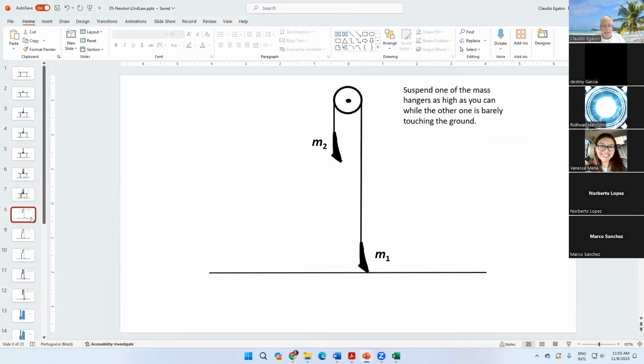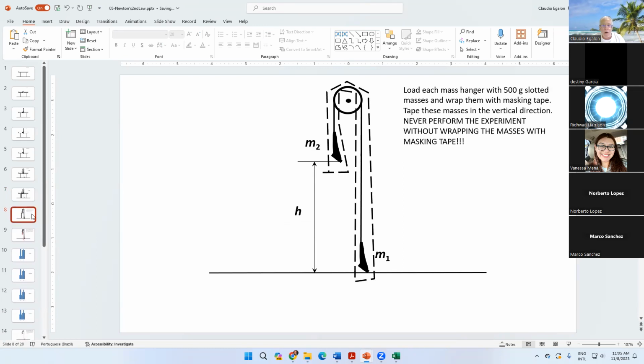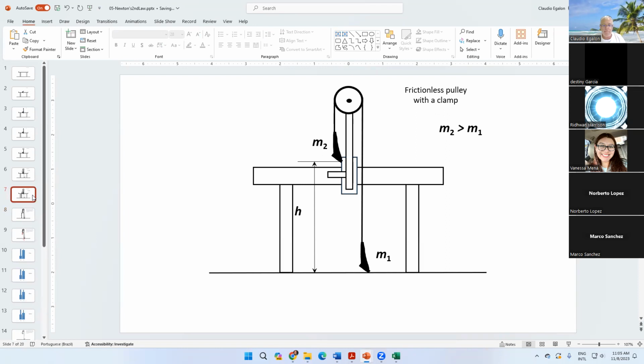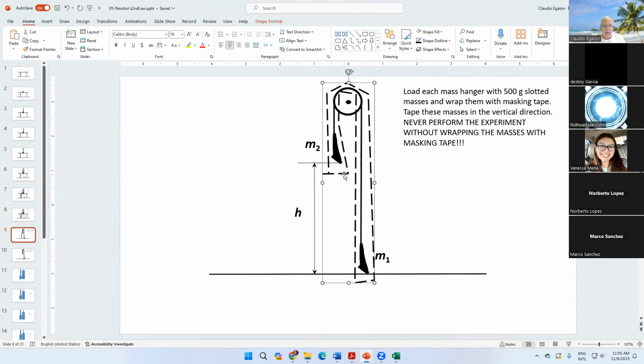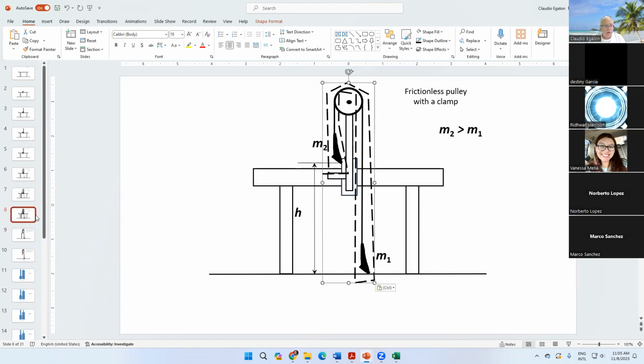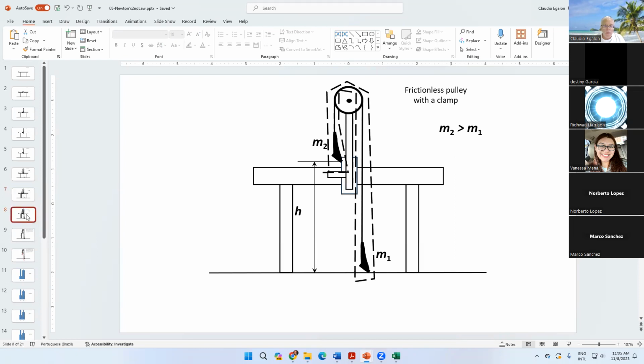Okay, I don't need that anymore, right? Now, one more. Note, see that this is my system. My system is, right? The dashed line indicates my system. My system is mass 1, the massless string, and mass 2. That's my system.